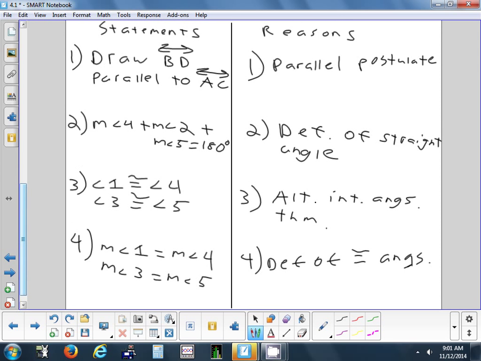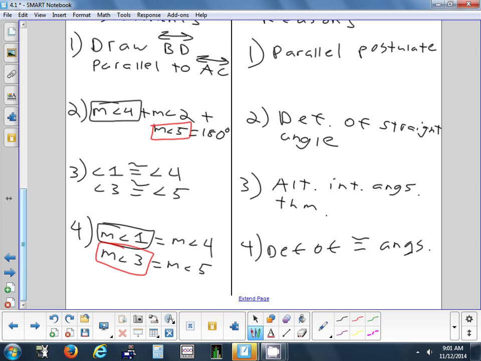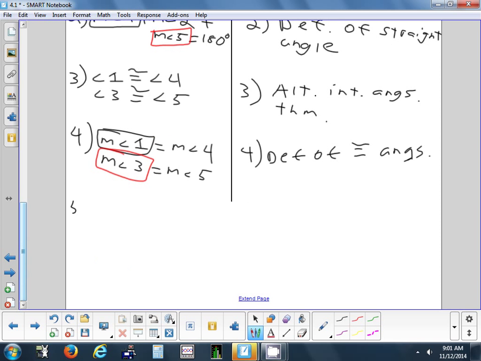Okay, so what could I do with angle 4 in step 2 now? Because of what I just wrote here. I could take angle 4 and do what? Substitute angle 1. I could substitute angle 1. Okay. What could I do with angle 5? I could substitute in angle 3 because I know that they're exactly the same measure. And that pretty much gives us our proof.